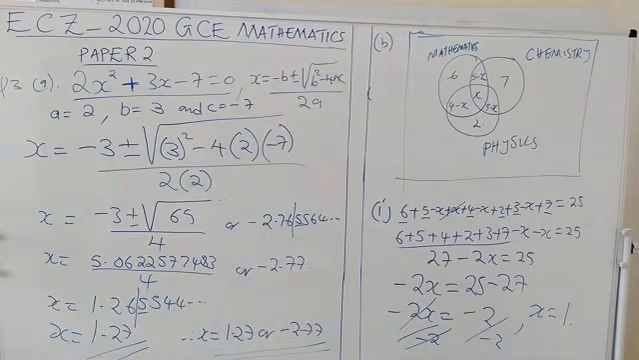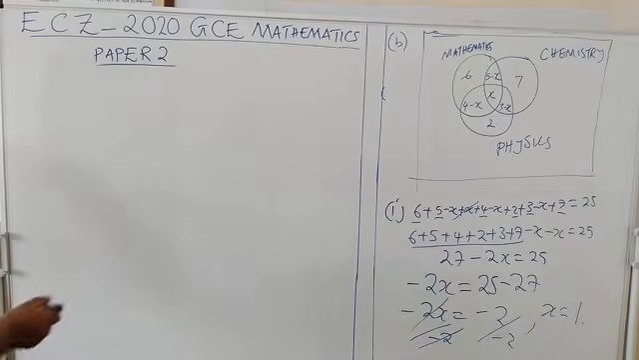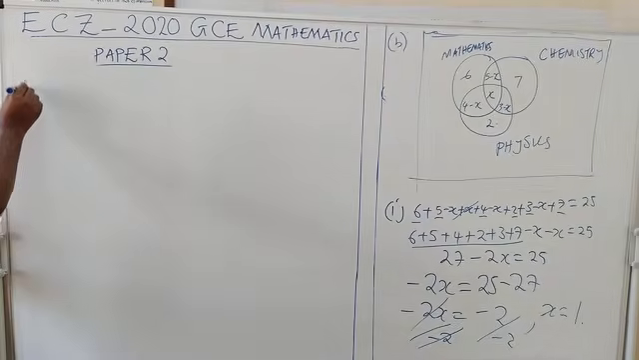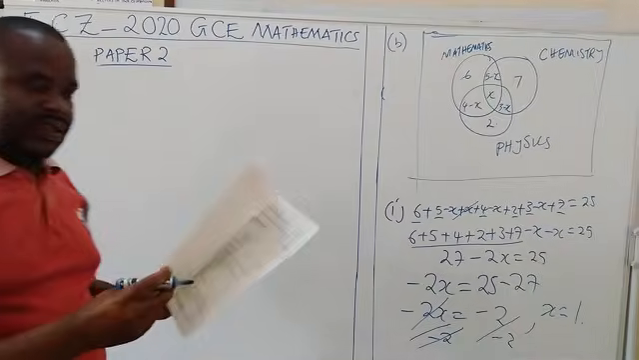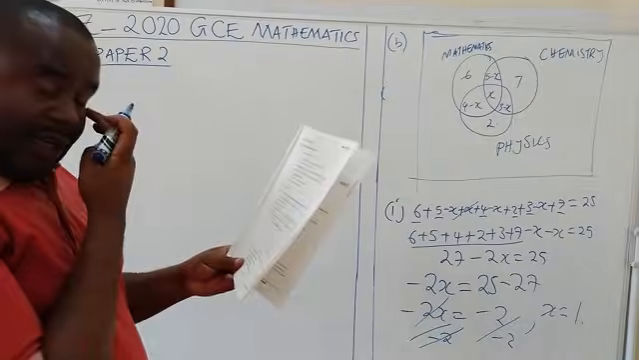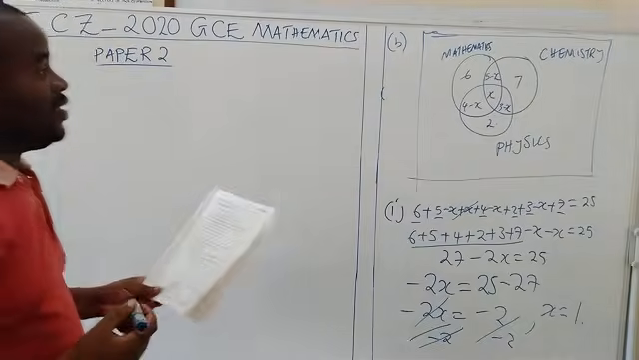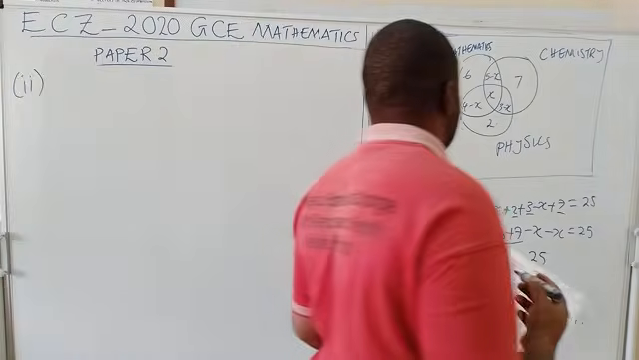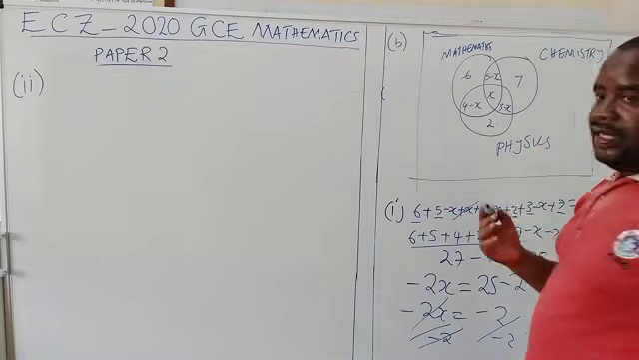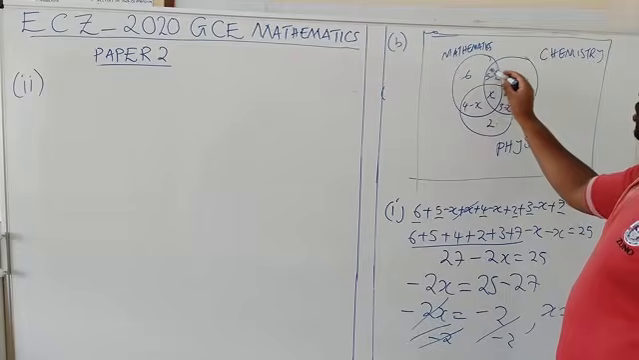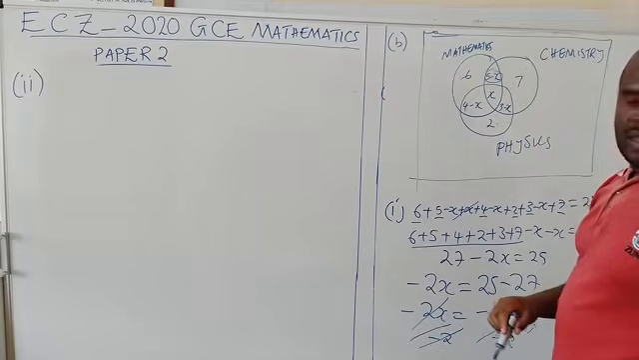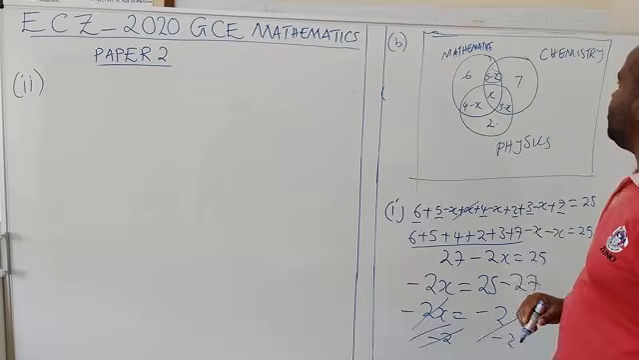The second question under the same, that is Roman numeral 2. How many students studied mathematics and chemistry only? Mathematics and chemistry only. And there is an intersection. So, talking about mathematics and chemistry only, it is this region. That is the region for mathematics and chemistry only.